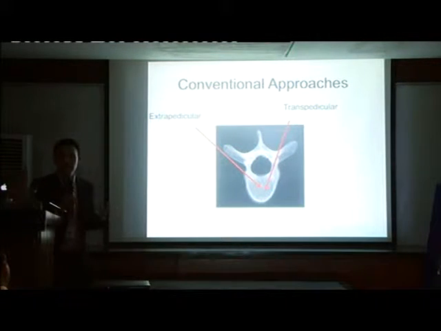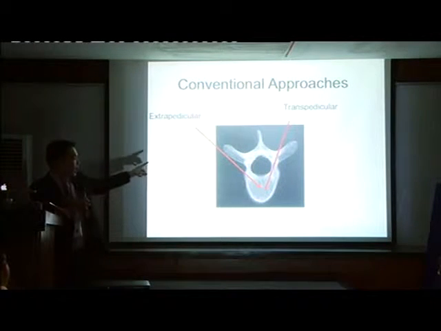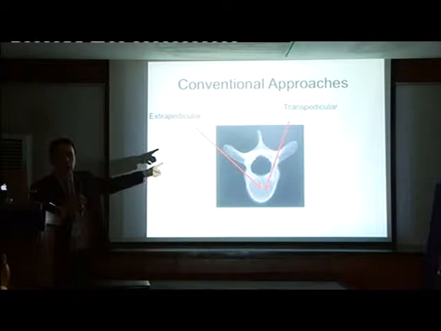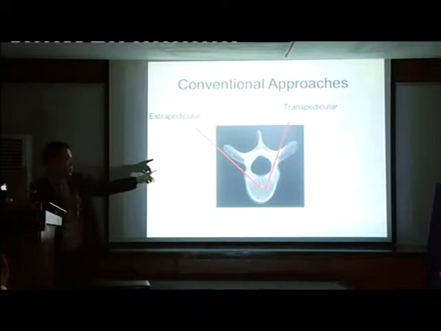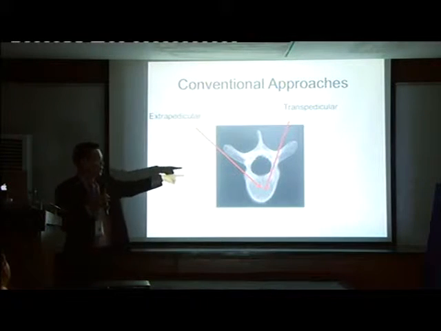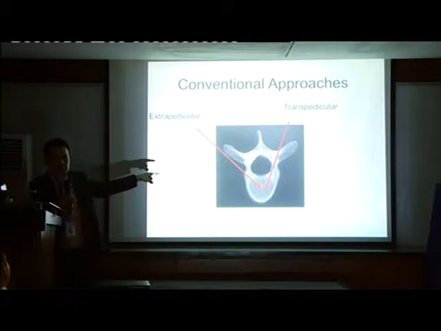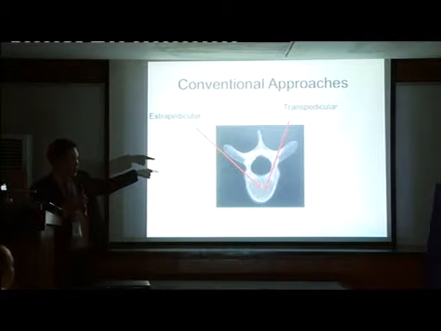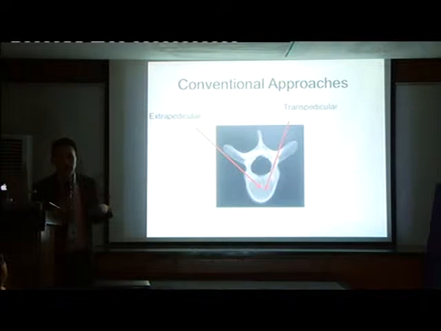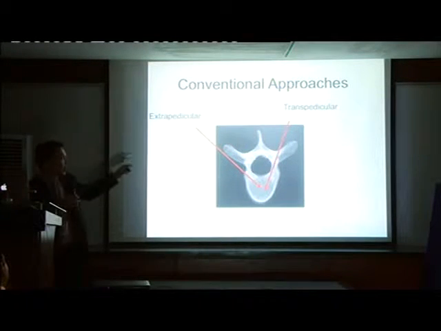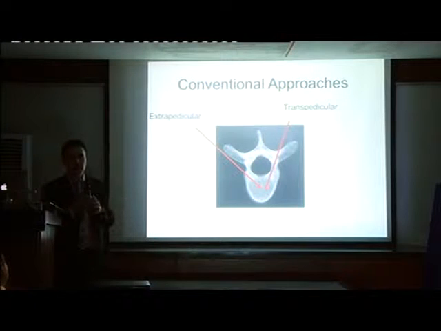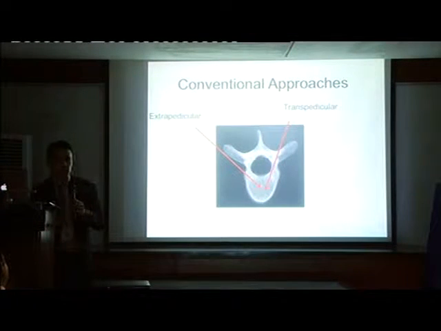So above T6, typically in the Caucasian population, I go extrapedicular. I don't go through the pedicle. I go off to the side, typically at the rib to vertebral junction, go through that and pop into the vertebral body. In a smaller population, the Indian population, you're much more petite than we are in the States. Probably lower down in the spine, you might need to consider an extrapedicular approach.